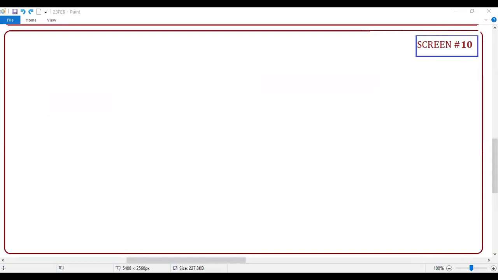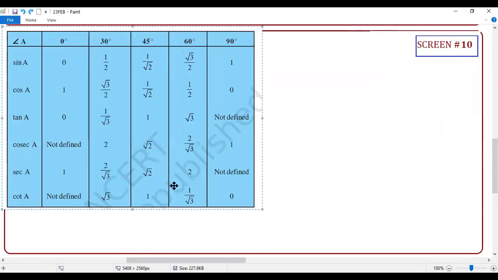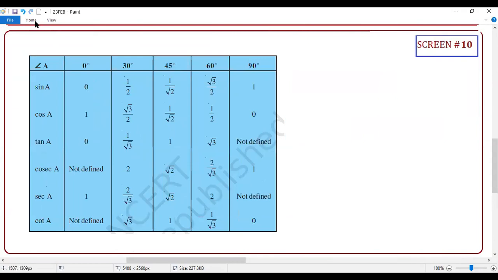Let me take the table, student, directly from this one, right? Okay, guys, the first 3 I'm splitting, the other 3 I'm splitting. So coming to the student, as I mentioned, 0, 30, 45, 60 and 90 are the special or specific angles.